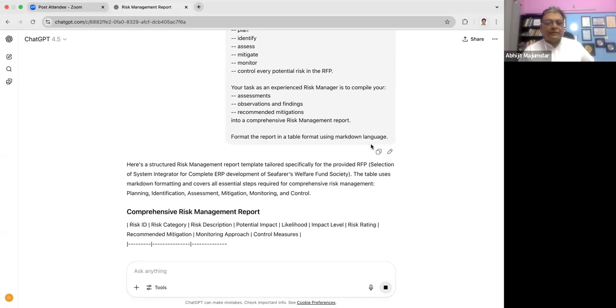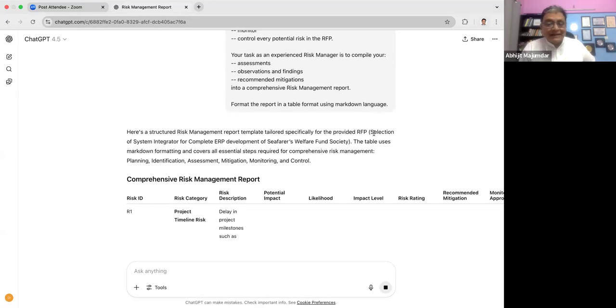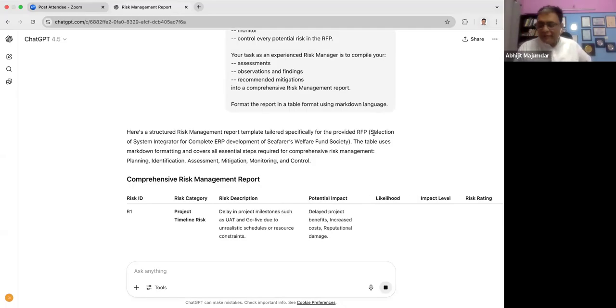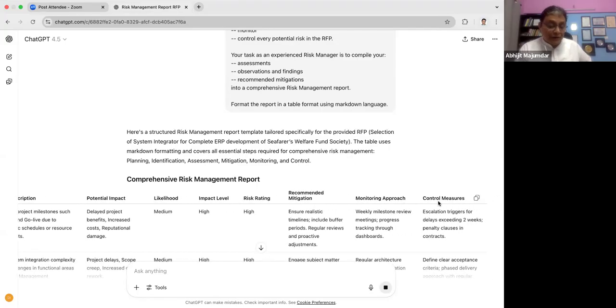So you see, it has basically created an entire sort of a risk register. Those who come from a project background, or who are using risk management in your proposal, will know a risk register is basically a list of not only the identified risks, but also their attributes, like their possible impact, the likelihood, the impact level, how they are being rated, what the recommended mitigations are, what monitoring approach you should follow, and what control measures you can have.